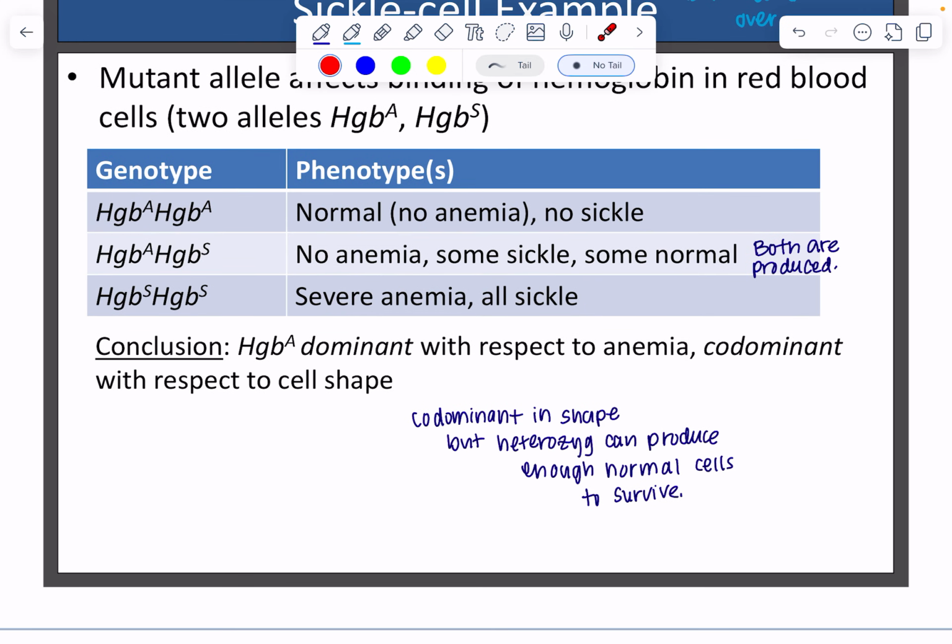So HGBA is dominant with respect to anemia. If you have HGBA, you won't have anemia. It's dominant in terms of having anemia or not having anemia. But it's codominant with respect to the shape. So you can get codominance. You'll get both cell shapes, but usually with a heterozygote sickle cell person, you're getting enough normal cells to survive. You probably still have sometimes where you don't get enough oxygen or you can become anemic, but overall, the normal cells outproduce the sickled cells.